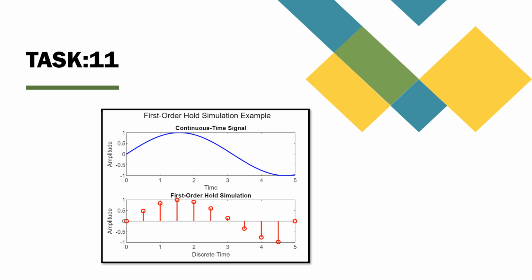The choice between zero order hold and first order hold depends upon the application and the desired characteristics of the discrete time representation, with first order hold often providing a smoother transition between samples.